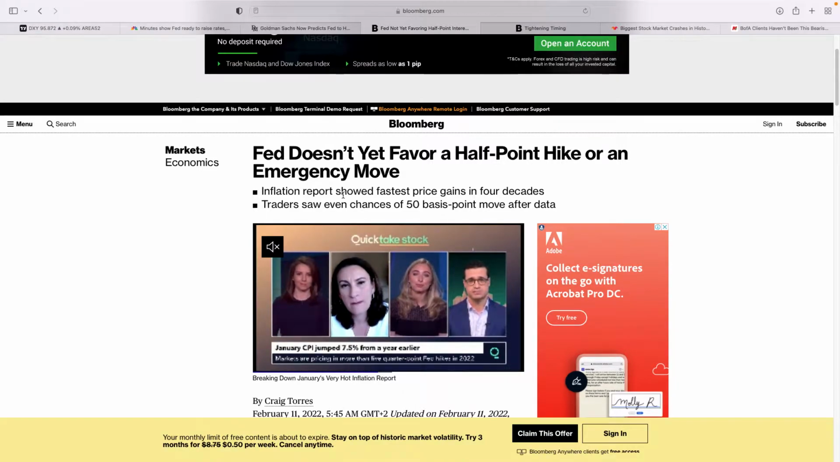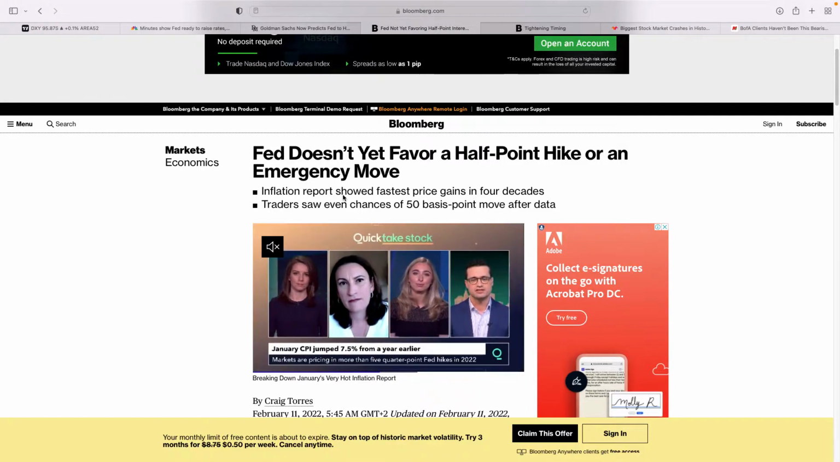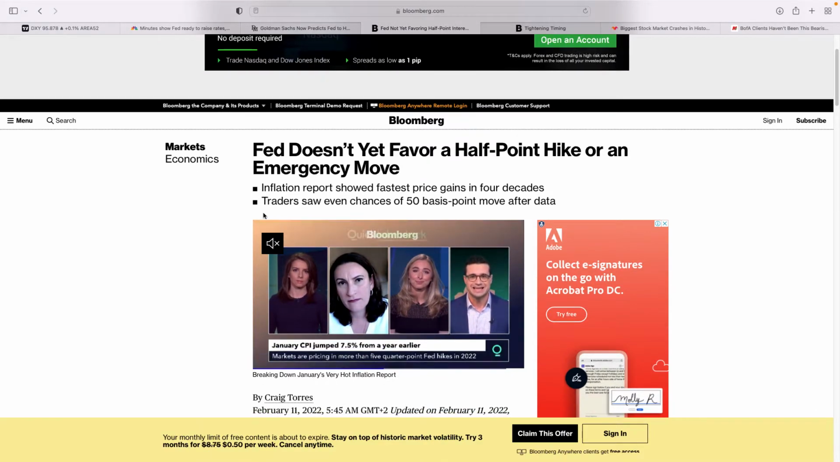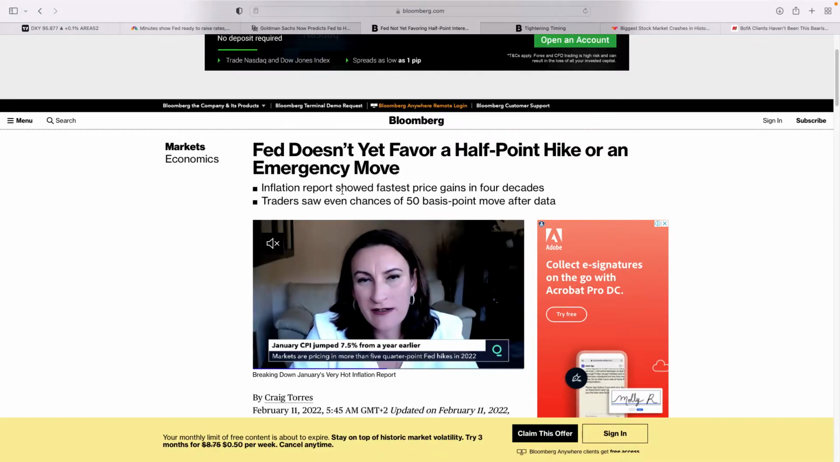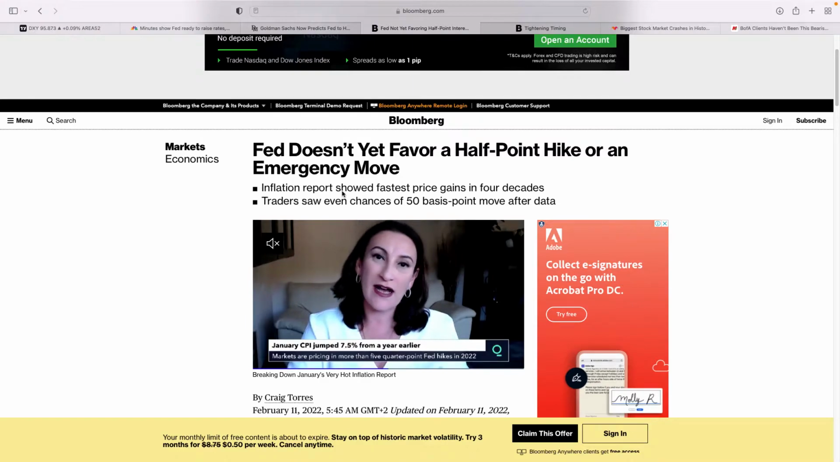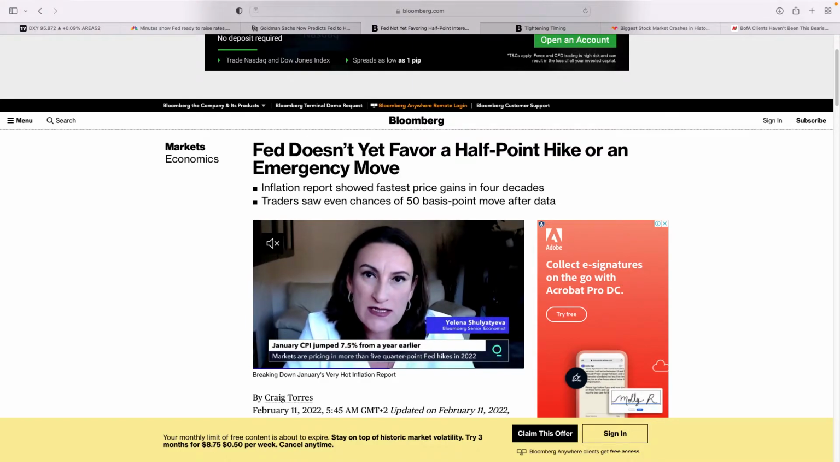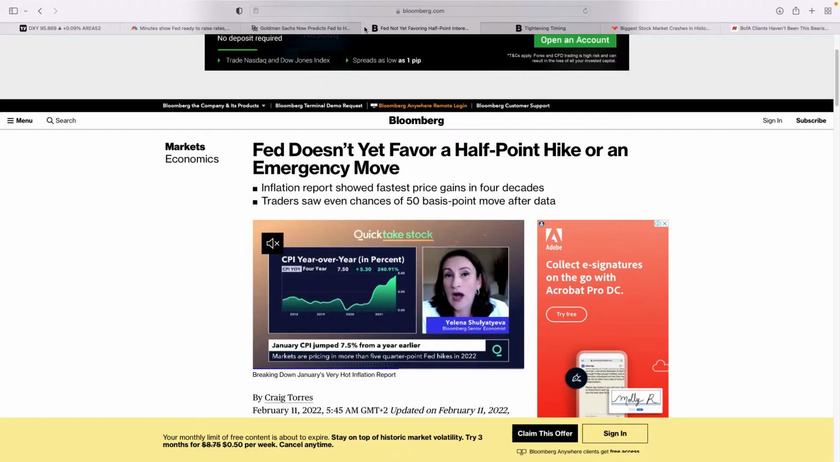That says here, inflation reports showed fastest pace gains in 4 decades. Now we've been speaking about the inflation of the US many times. It also says here traders saw an even chance of a 50% basis point move after the data. This data obviously came out before the Federal Reserve meeting, because you can see here this was on February the 11th. Now, if you follow this information that you received here, and then we just got the latest information that came out yesterday as well, you'll see that the data reads otherwise as well. So I'm going to close that.